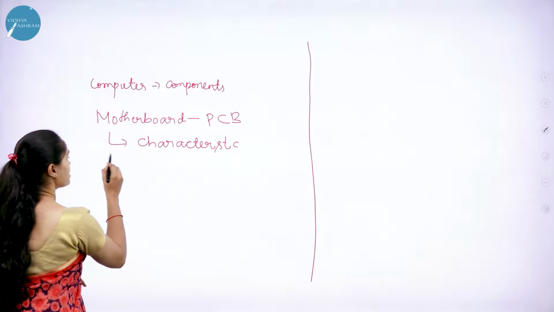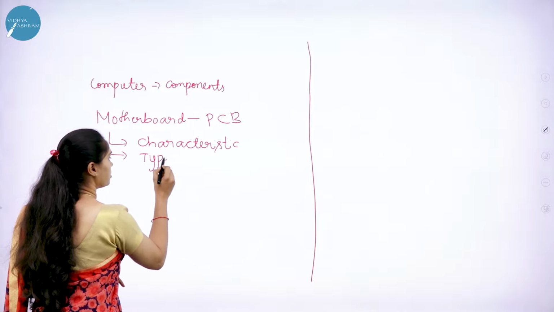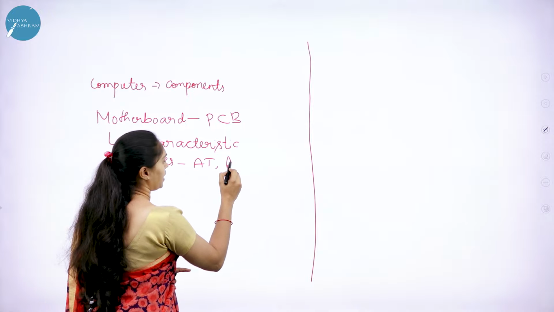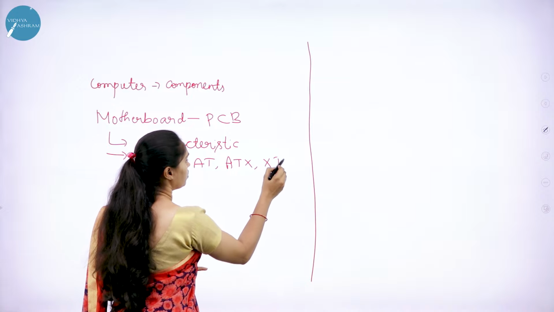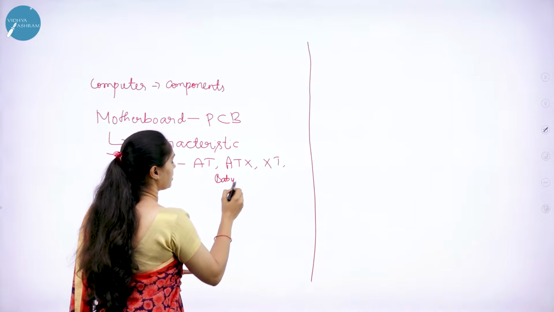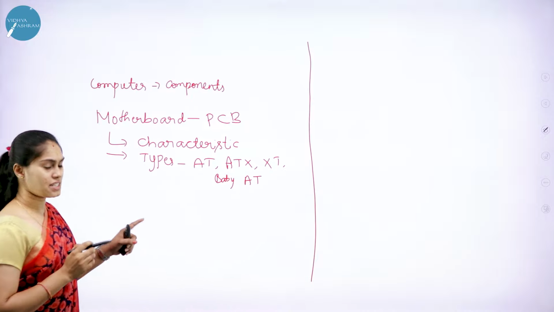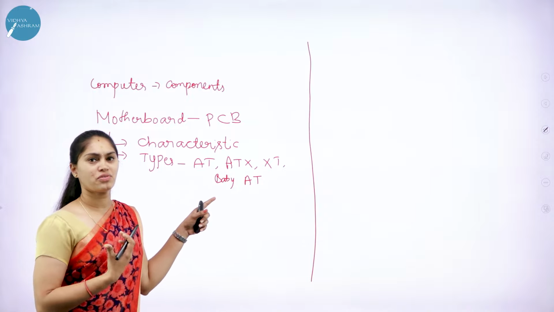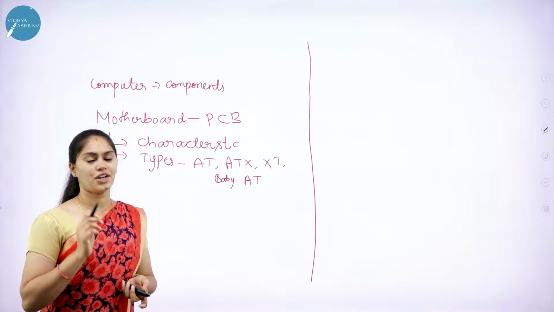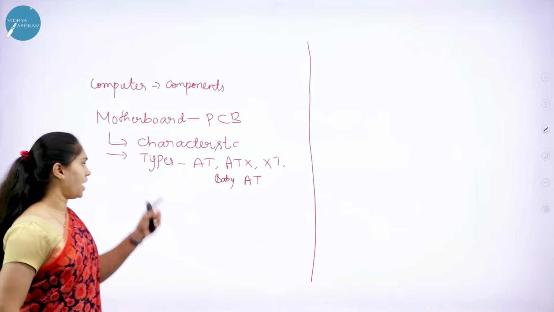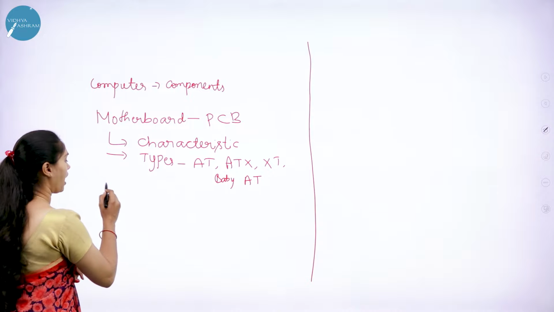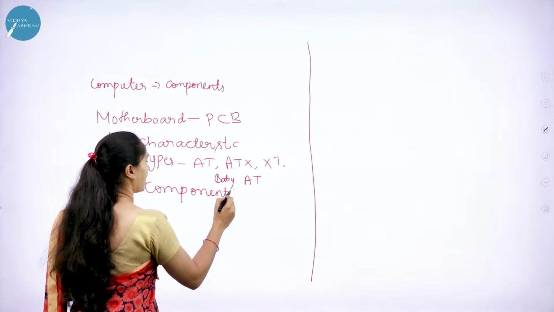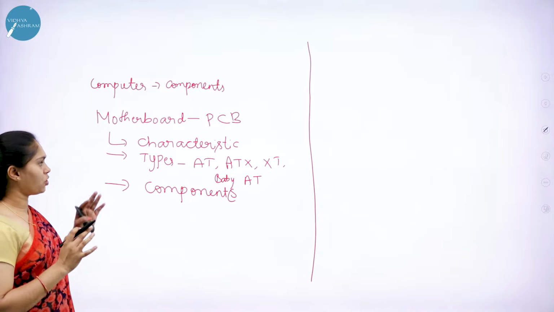And also you have to concentrate on the types of motherboard. We have AT motherboard, ATX motherboard, XT motherboard, and also baby AT motherboard. In this you have to learn its abbreviation, what components it includes, its number of sockets or number of power pin connectors, and an example of each type of motherboard. Then mainly you have to think about the components of a motherboard. What are the components we have in a motherboard? That is the main concept of this chapter 1.